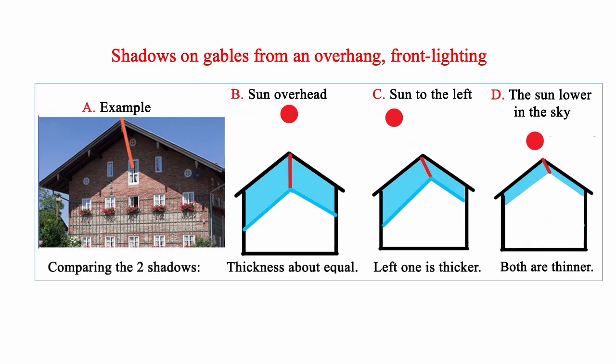For shadows on gables from an overhang, connect the tip of the roof to the tip of the shadow, and that gives you the light direction. Now, the light is behind us here, so if it's directly behind us, then both of these shadows have the same degree of thickness. If it's to the left of us, then this side is thicker than this side. And as the sun gets lower in the sky, both sides get thinner.